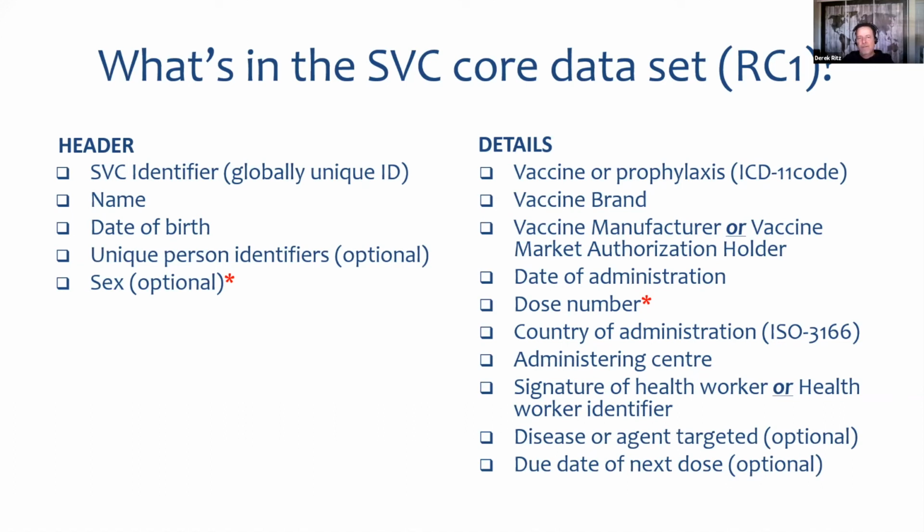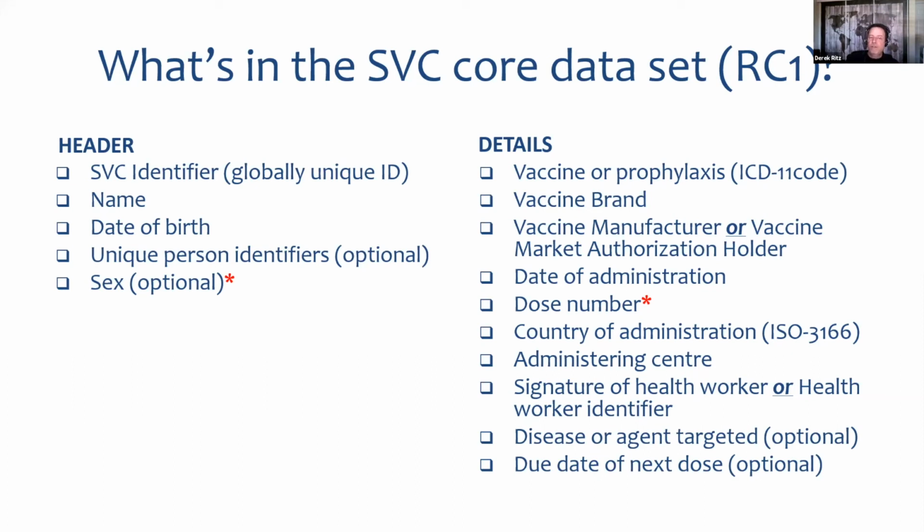First of all, thinking of the SVC as a header in details, in the header, unsurprisingly, there would be a unique identifier for the SVC. There would be the name, the date of birth, potentially, optionally, unique person identifiers, so a national ID or a health ID, those aren't required, and sex as an optional.